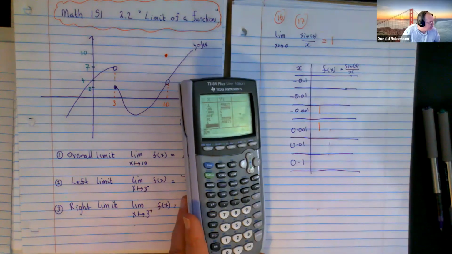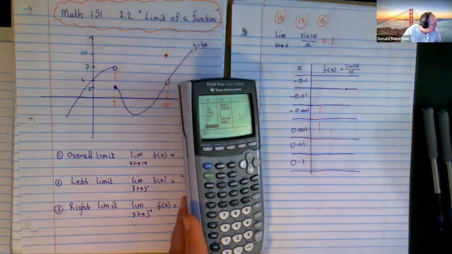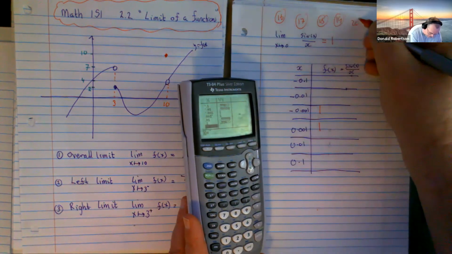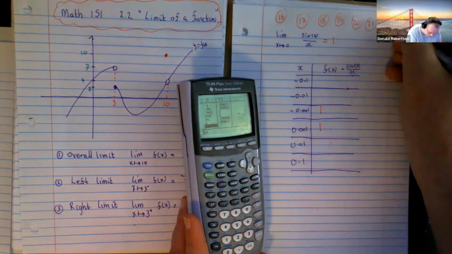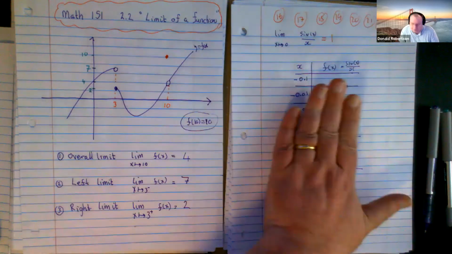Question 17, 18, 19, 20, 21, 22. Okay, so there's a bunch of questions, all basic like that.